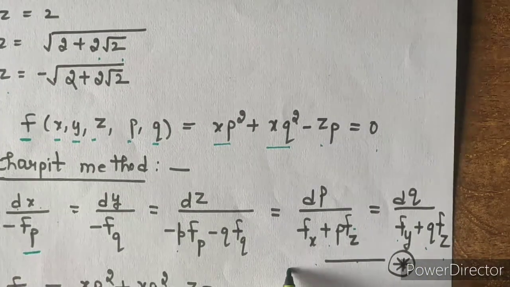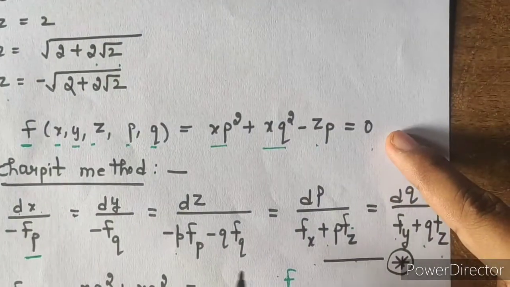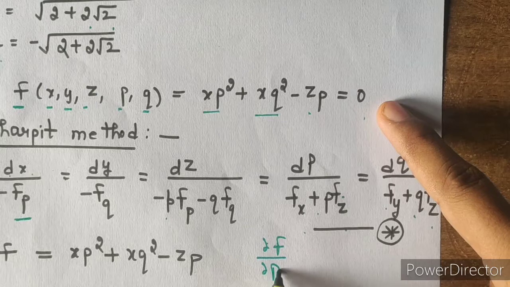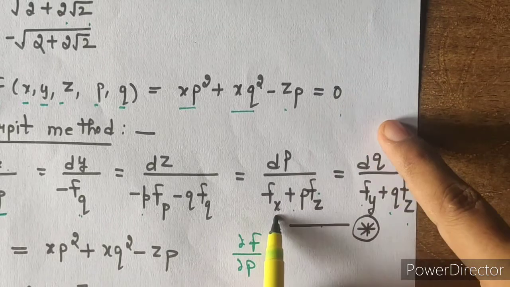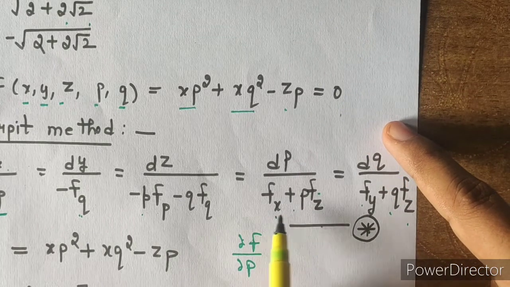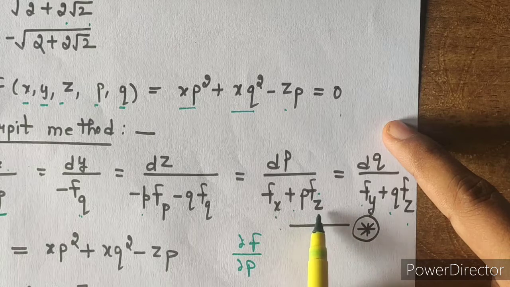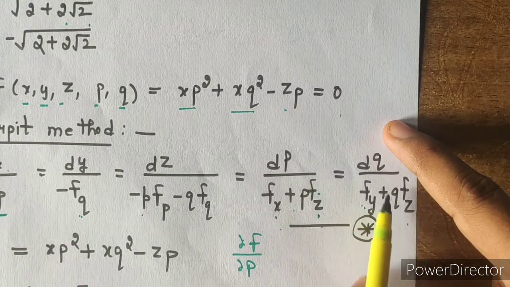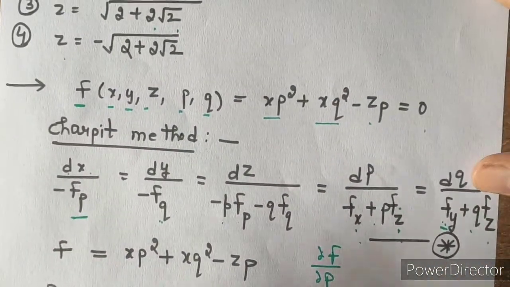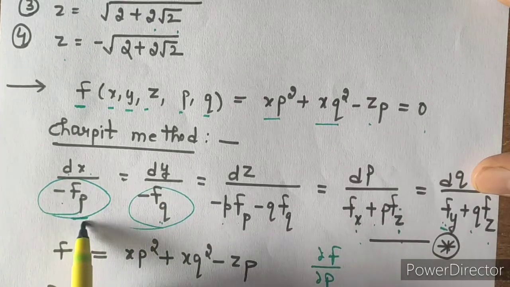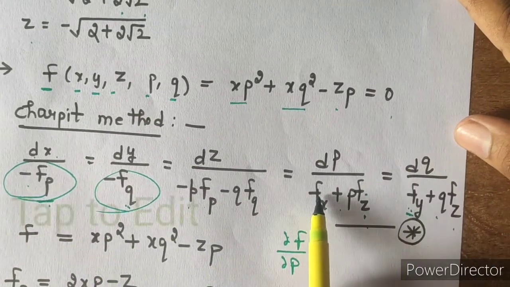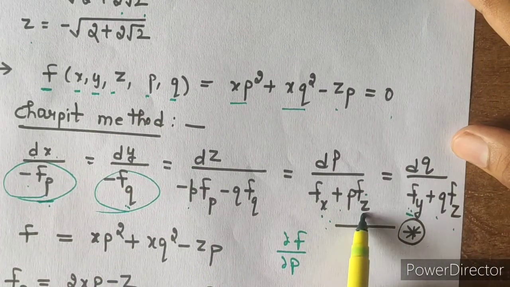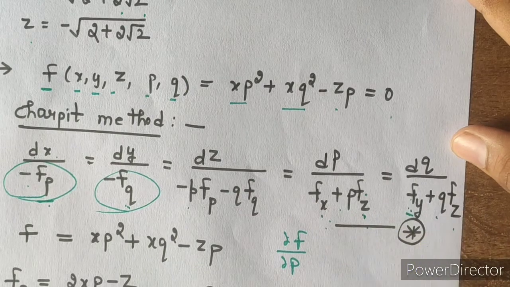What is f_p? This is the partial derivative of the function f with respect to p, this is the partial derivative of f with respect to q, f_x is the partial derivative of f with respect to x, f_z is the partial derivative of f with respect to z, and this is the partial derivative of the function f with respect to y. We have to calculate all these values.